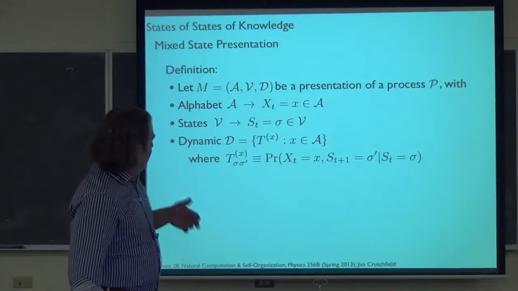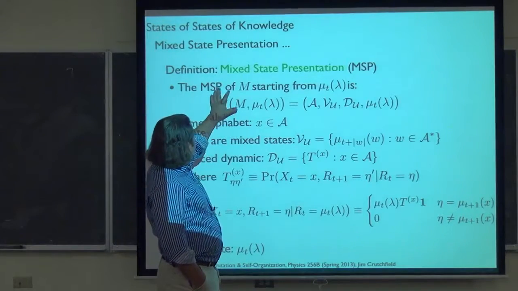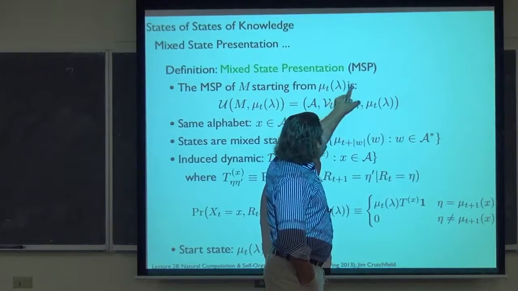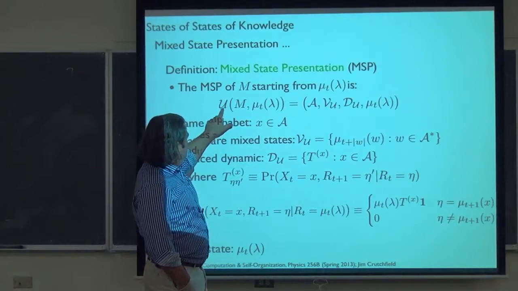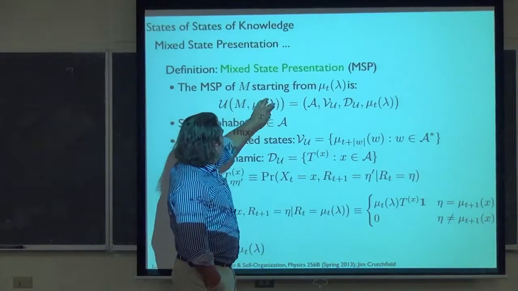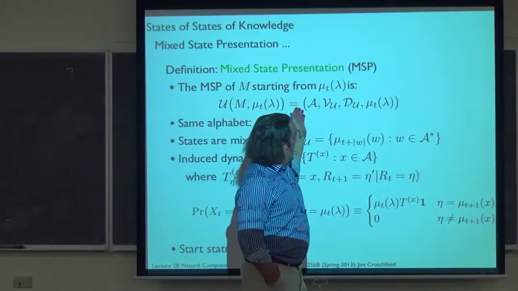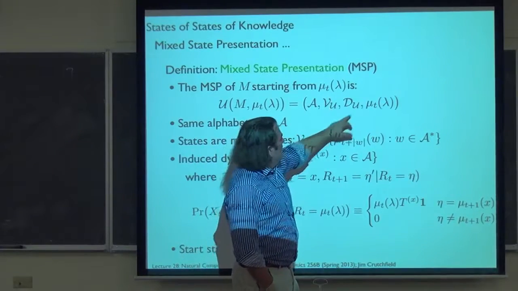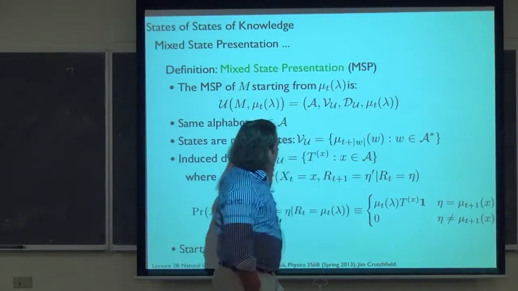Okay, so now we want to look at the mixed state presentation of that. We're going to define the mixed state presentation of a given model and specifying how we're starting the model out. We have to specify the state distribution. Again, we can take pi if we want. And we denote that calligraphic U. So we plug into this operator. Now we're thinking of this as an operator. We plug in the given model and the mixed state, and then we end up with this mixed state presentation that has the same alphabet, has some set of states, well, mixed states, some dynamic, again, over the mixed states, and then there's this basically initial condition, initial distribution.